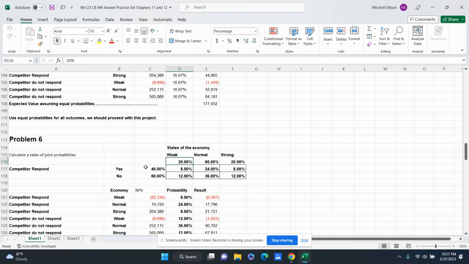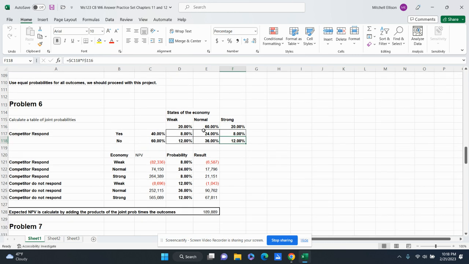So you're going to take the 20 times the 40 to get 8. You're going to take the 60 times the 40 to get 24. 20 times the 40 to get 8. 20 times the 60 to get 12. 60 times the 60 to get 36. 20 times the 60 to get 12. Those are your joint probability tables.